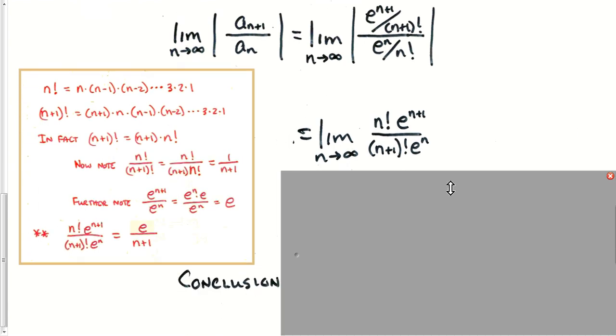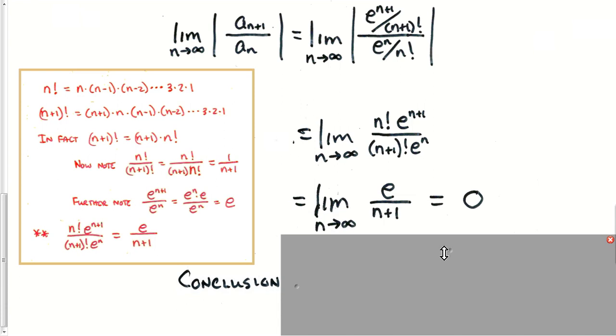So that makes our limit a little easier for us to deal with. We've simplified this fraction, and now we take the limit of e divided by n plus 1 as n goes to infinity. Remember, e is just a constant. It's 2.7 something. It's the n that's changing, and as n goes to infinity, this denominator gets unboundedly large. E over a larger and larger unboundedly large number, that limit is 0.